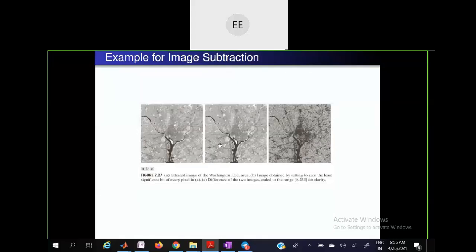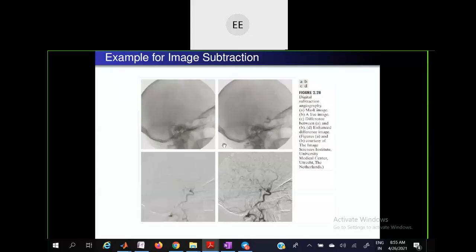Image subtraction, when you want to find the difference between two images. So you have arrived at some result and you want to know whether you are very close to the original. You can subtract them and see what is the difference. In fact, a very good example is given.